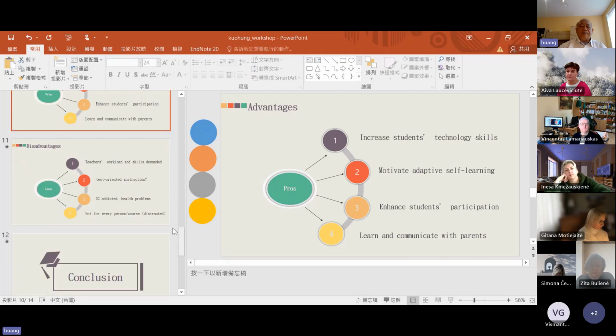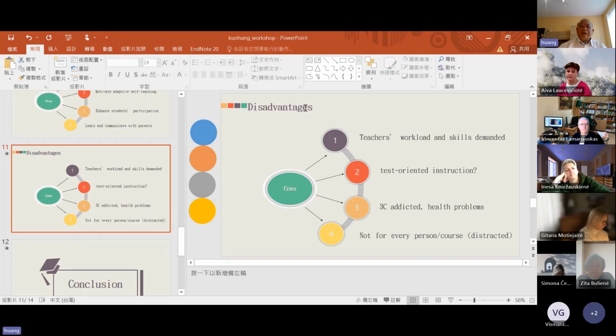But there are also some disadvantages. I can see there is some negative feedback from the teachers and parents, so there are still some problems. First, teacher workload and the skills demanded.